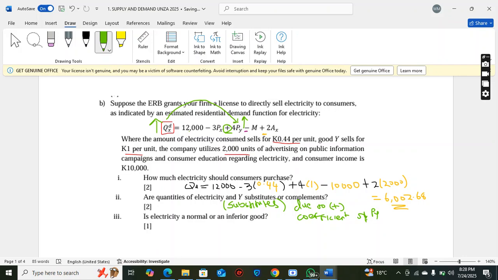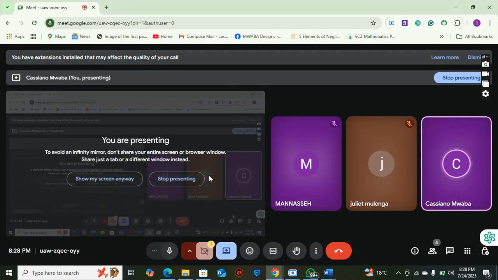All right, part three. Is electricity a normal or an inferior good? Do you remember what normal and inferior goods are? You can just let me know. You can say no, sir, so I can explain. But if you remember, please tell me what they are. Okay, it seems you don't remember.